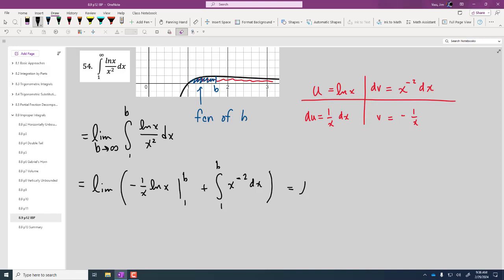If you wanted to, you could evaluate this uv part right away. I usually recommend just waiting, because you're going to evaluate at the limits 1 and b anyway. So why not just wait? So we have our minus 1 over x times natural log of x. And then here we integrate, and again we get minus 1 over x, right? Add 1 to that exponent, divide by the new exponent. And then all of this is evaluated on the interval 1 to b.